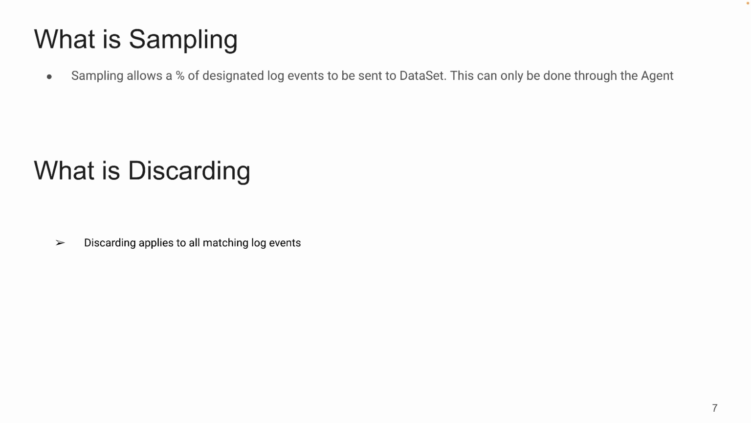The benefit of sampling is that you retain a portion of the log events, so some of them are still visible in DataSet. Discarding can result in more cost savings because you're eliminating all of the matching events. The trade-off here is that you then don't have any of the data in DataSet if you need it.